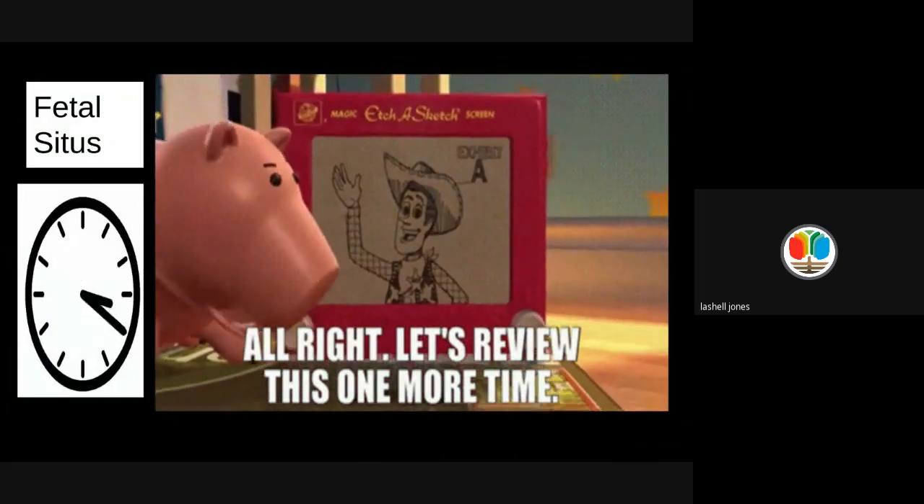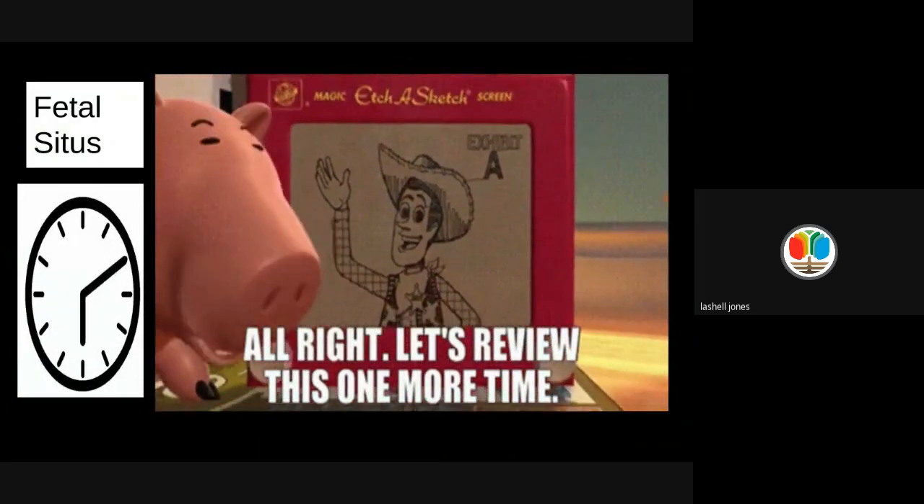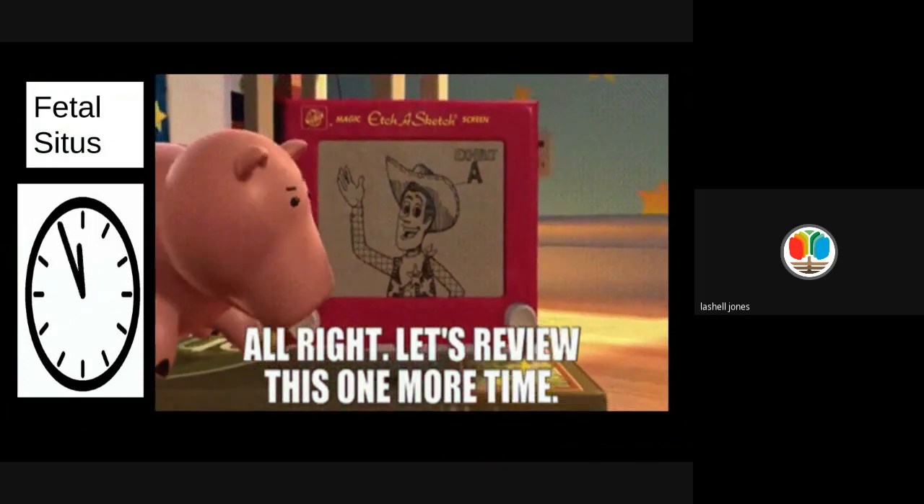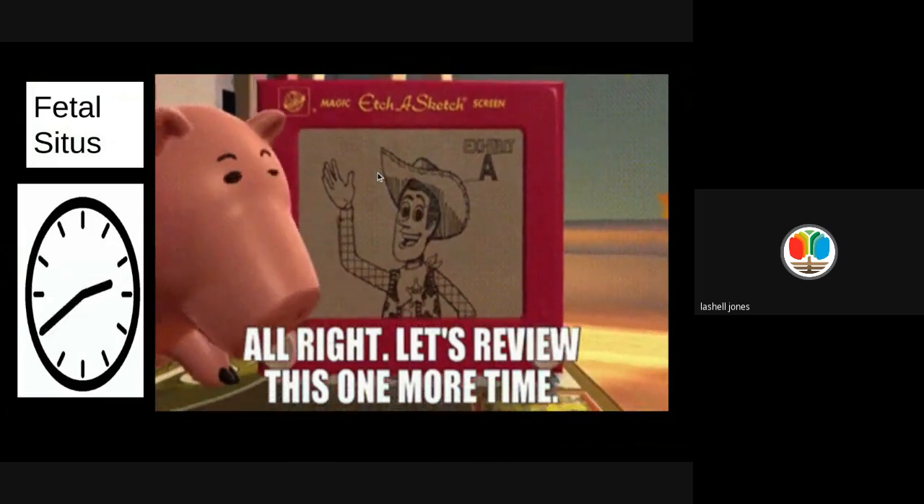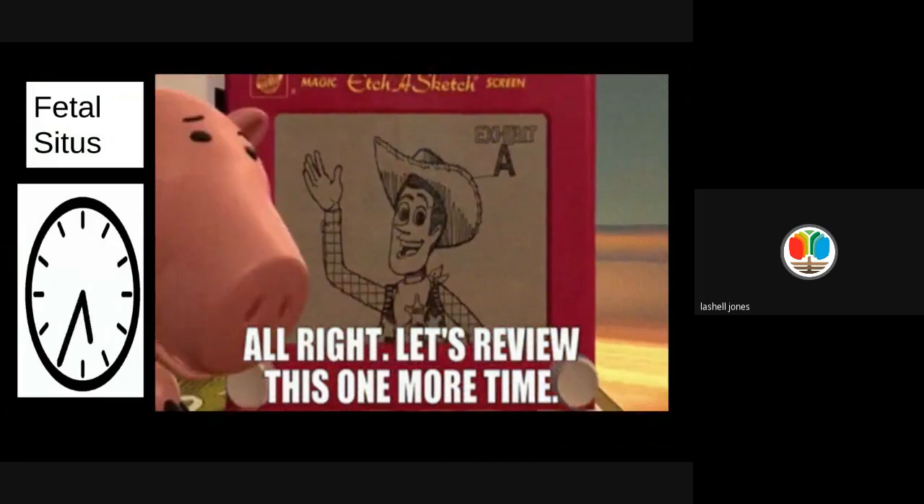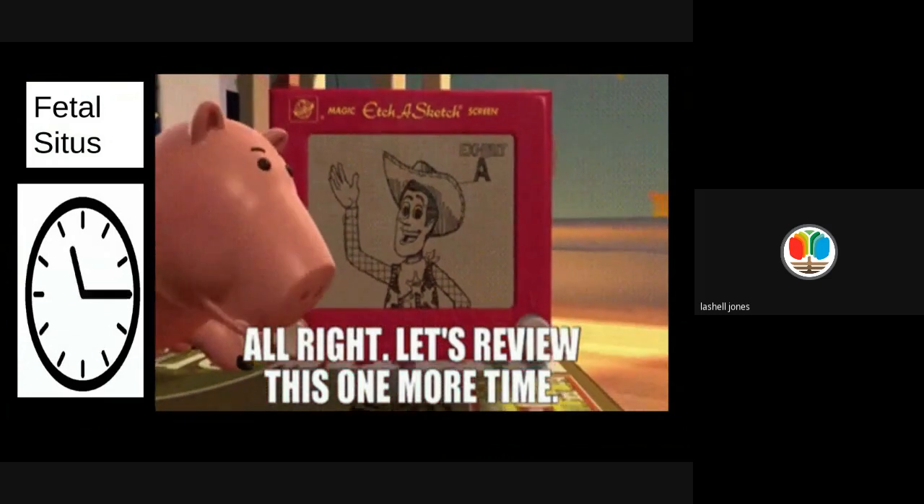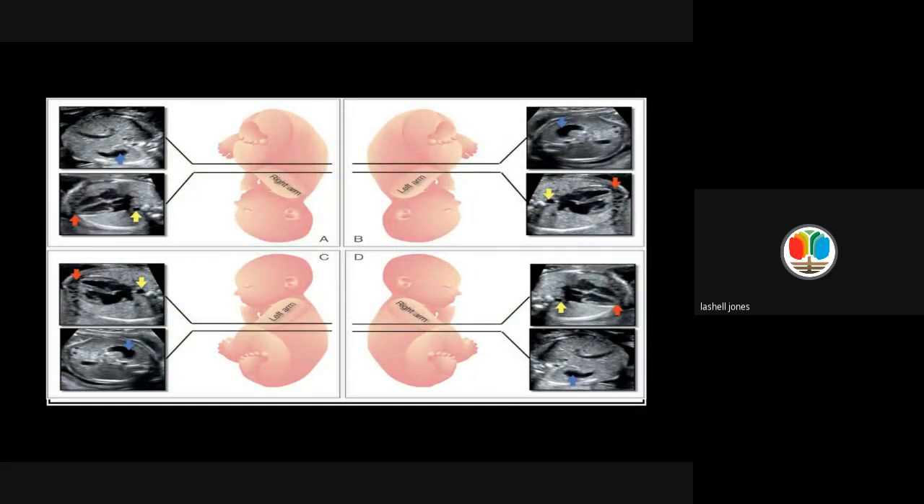Now let's go back to our fetal situs. This is just a quick recap of what we went over last time. I felt like we need to go over it one more time, because you can never go over this too many times. Just to be clear, I go with the clock method. That's my preferred way. It's easy for me to understand.